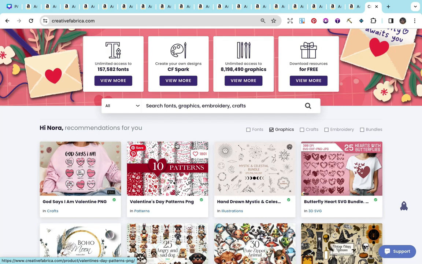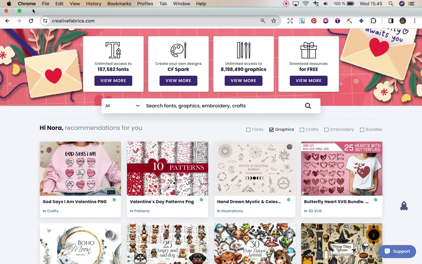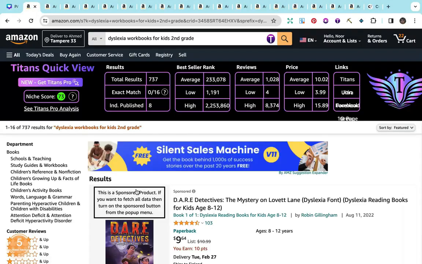Now, with that being said, let's get started with the first keyword for the day. And our first keyword for the day is dyslexia workbooks for kids 2nd grade.